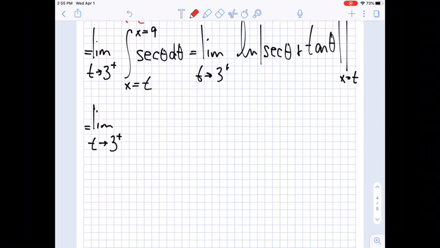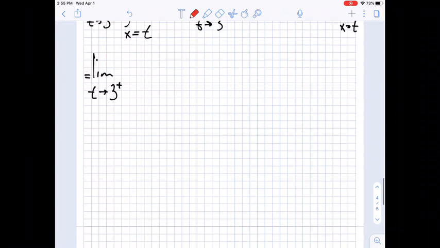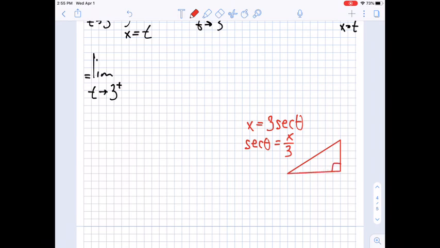If x is equal to 3 secant theta, that means that secant theta is x over 3, and one way of doing this then is to set up a right triangle. We know that if this is a right triangle, and that's theta, secant is the reciprocal of cos, so x over 3 is actually going to be hypotenuse over adjacent. And let's give ourselves a little bit more room here.